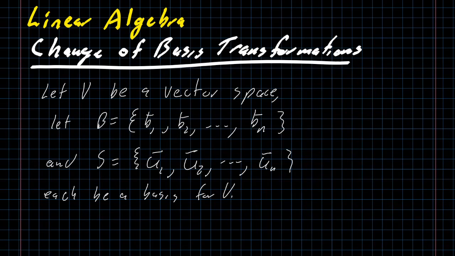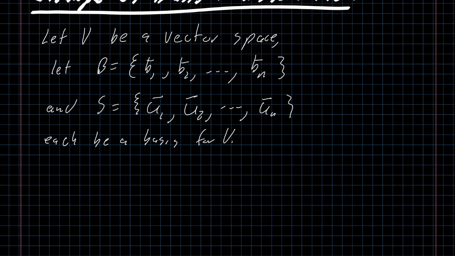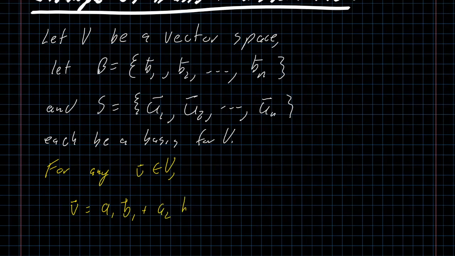So we start with a vector space V, and we have two bases, B1, B2 down through to Bn, and U1, U2 down through to Un. Remember that for any vector space, the number of vectors in a basis for that vector space is constant. It's the dimension of the vector space. So B and S both have n vectors, the same number of vectors. And because they are both bases, we know that for any little v in vector space V, we can write V as some A1 times B1 plus A2 times B2 plus all the way down to An times Bn.